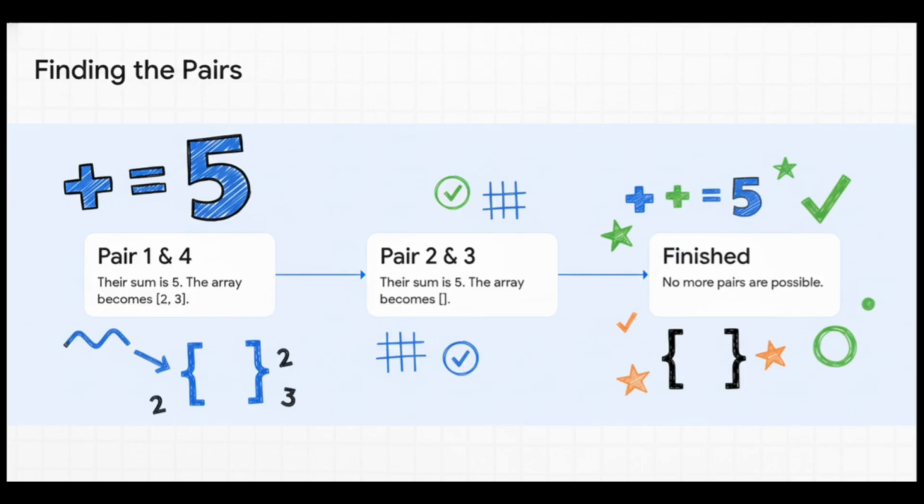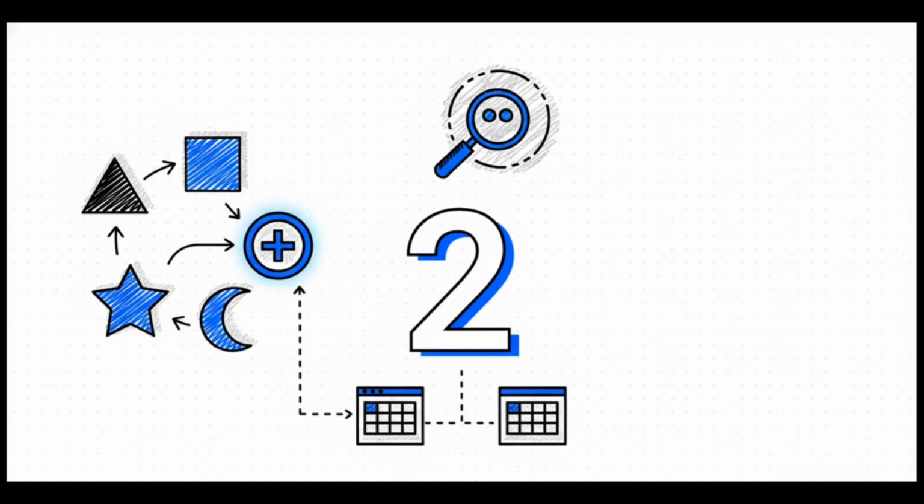What are we left with? Just 2 and 3. And hey, would you look at that? 2 plus 3 also equals 5. That's our second pair. The list is now totally empty, so we're all done. And there's our answer, a maximum of 2 operations. Now, in this case, it worked out perfectly. We paired up every single number. But as you're about to see, it doesn't always go that smoothly.